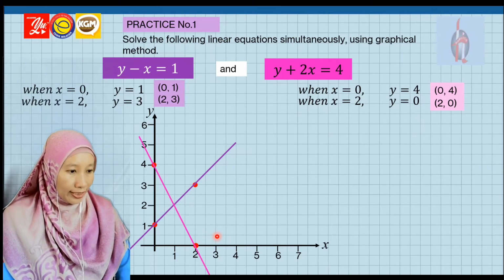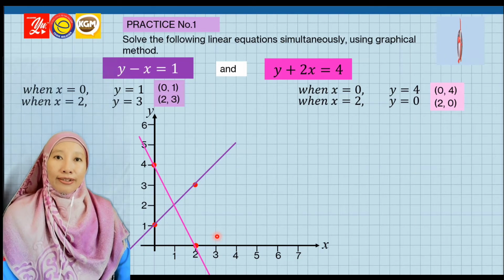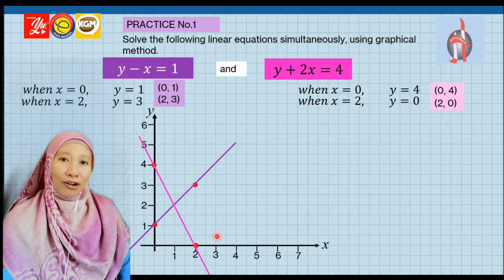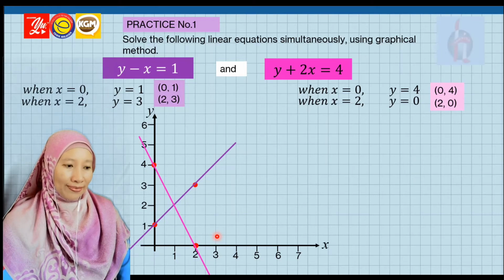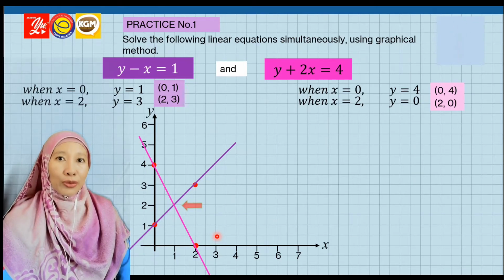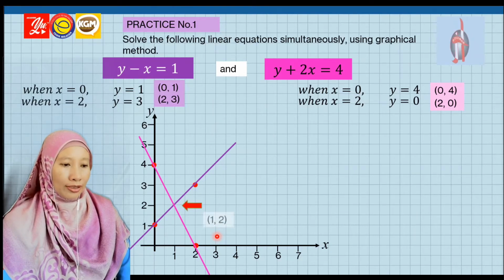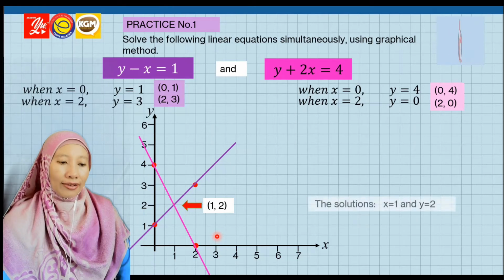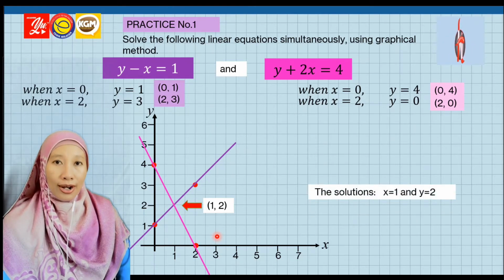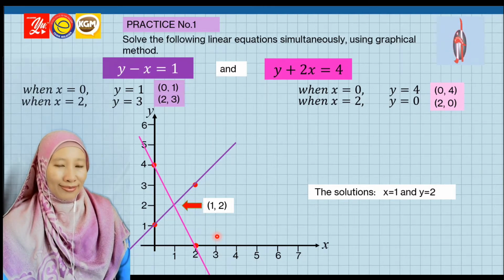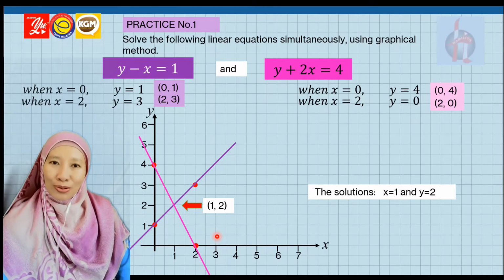Alright, so where is the intersection? What is the coordinate of the intersection? It's (1, 2). So the solution is x equals 1 and y equals 2. Simple, isn't it? I'm sure you can do that.